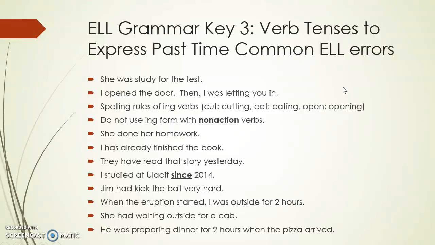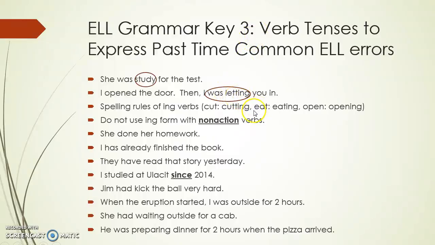What are some of the errors? Well, for example, look at the first one. She was studying for the test. Okay, when we have was, we need to add ing to the verb. So she was studying for the test. I opened the door, then I was letting you in, using the wrong verb tense. This is two actions, one happened after the other. So I opened the door, then I let you in.